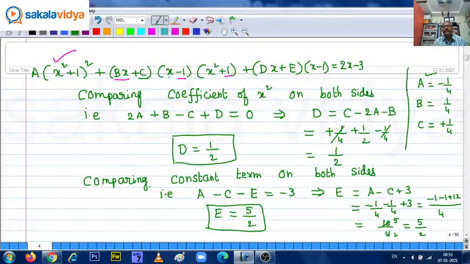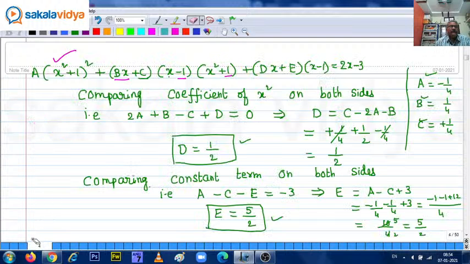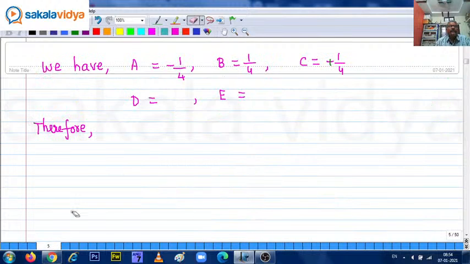Now we know A value, B value, C value, D value and E value. Just substitute and find the partial fractions. Now we get A equals minus 1 by 4. D value and E value changes. What is the D value? D is 1 upon 2. E is 5 by 2. See, 1 upon 2, 5 by 2.